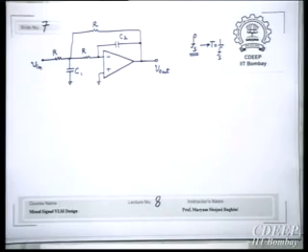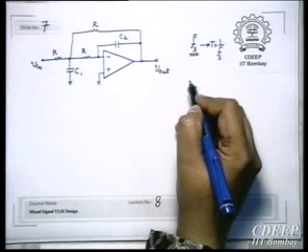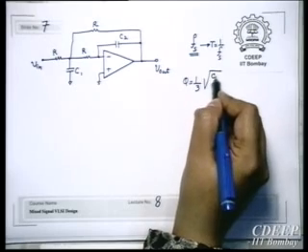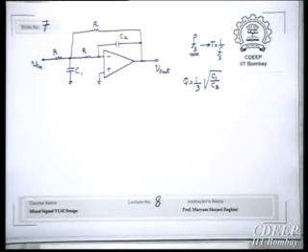Q was proportional to the square root of the ratio, C1 upon C2. I think it's C1 upon C2. What is important is that Q doesn't change with the process corners. Okay, so this is straightforward, you just replace.